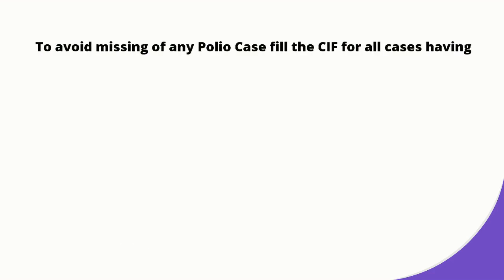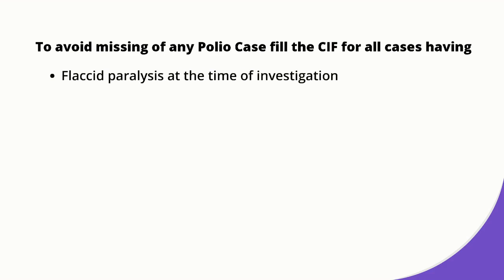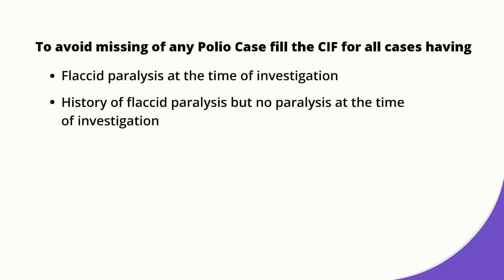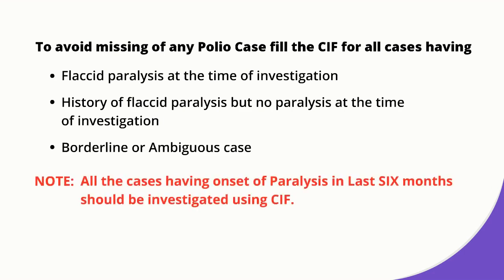To avoid missing of any polio case, fill the CIF for all cases having current flaccid paralysis, history of flaccid paralysis in present illness in last 6 months, and borderline or ambiguous signs and symptoms. All the cases having onset of paralysis in last 6 months should be investigated using CIF.